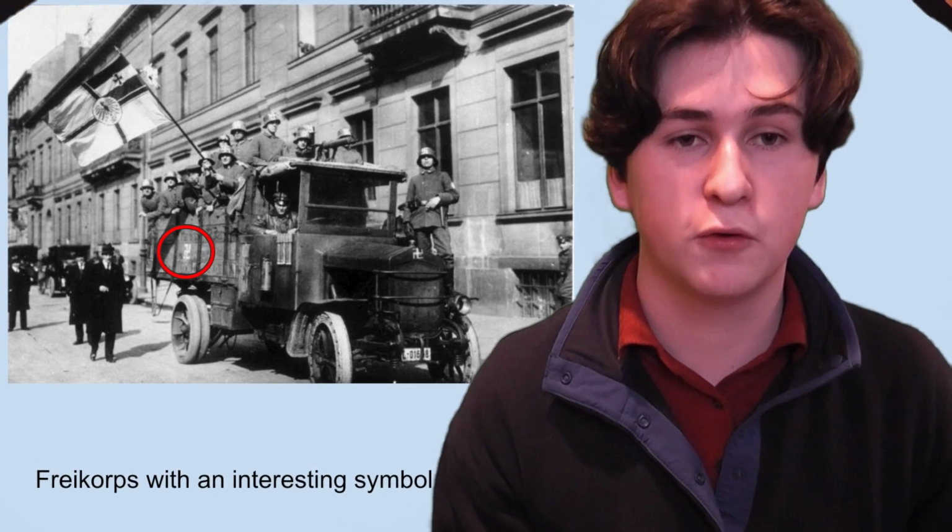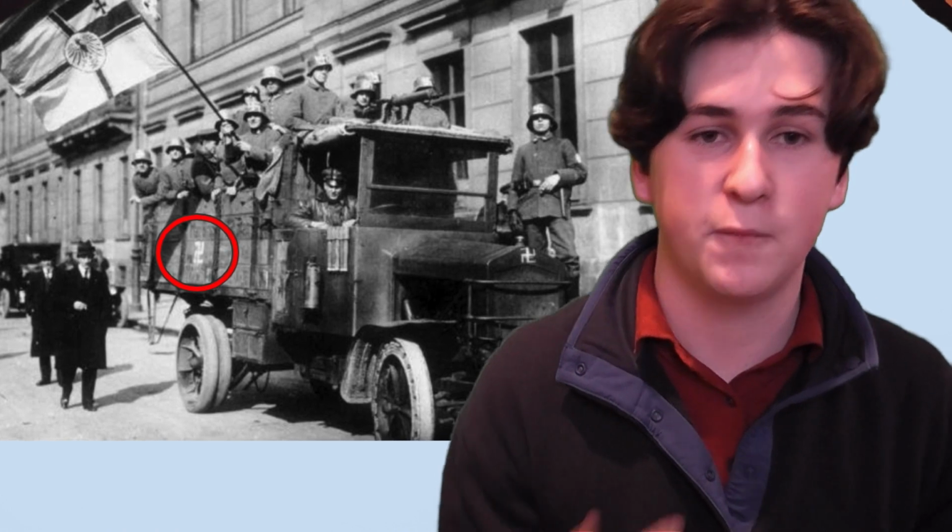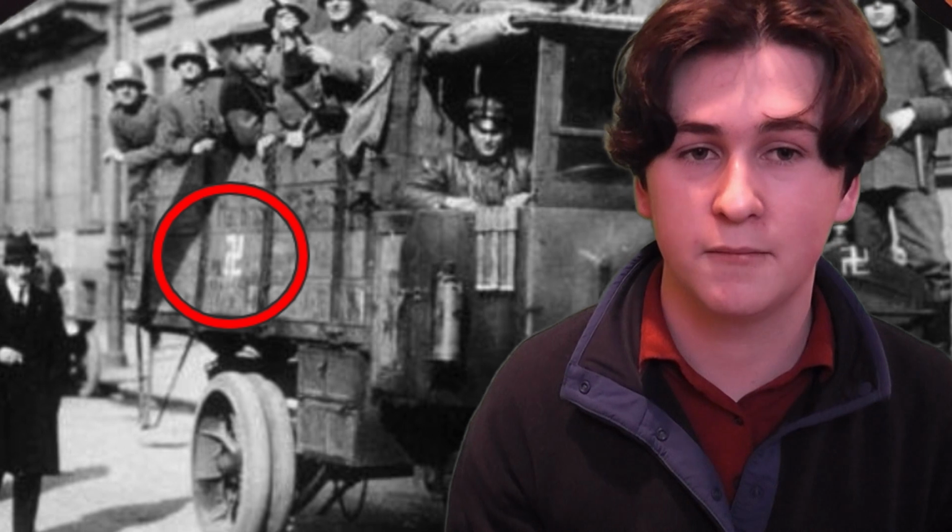We think that the Freikorps were the first group to use the swastika in obviously a right-wing context. However, this was not actually during the Spartacist uprising, this was during the Kapp Putsch, which is something we'll cover in episode 2.